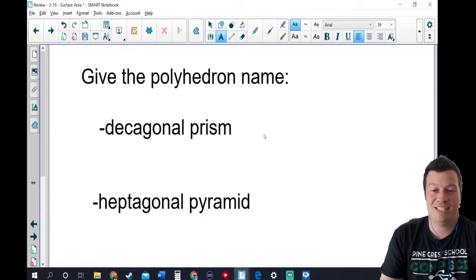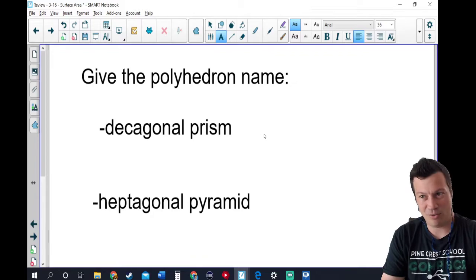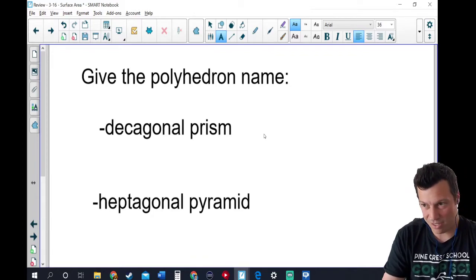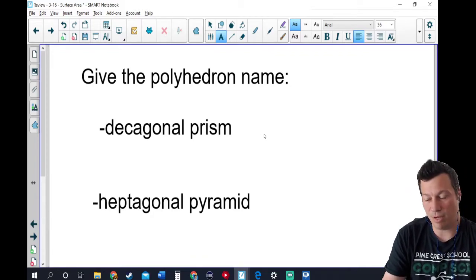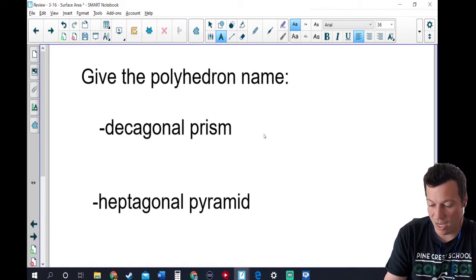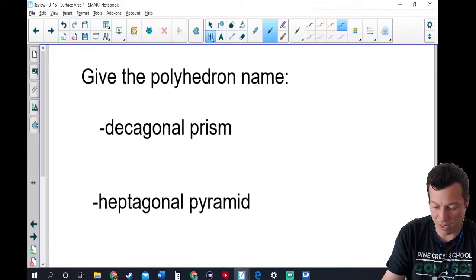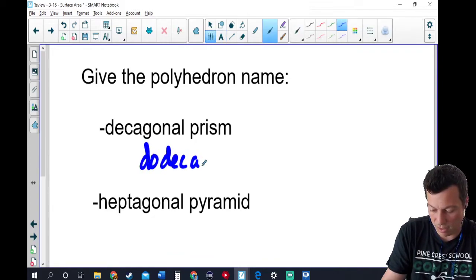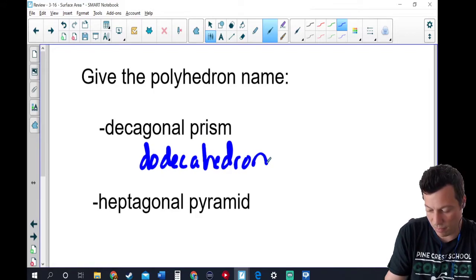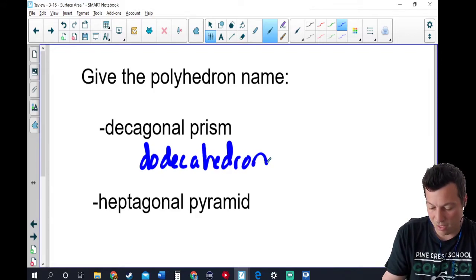In other words, if they're there, you go. It's a decagonal prism. Basically, there are decagons, 10 sides for each of their faces, plus 2 bases, means that this would be a dodecahedron, right? Remember, we name it a hedron on the end. So like this one right here would be a dodecahedron.